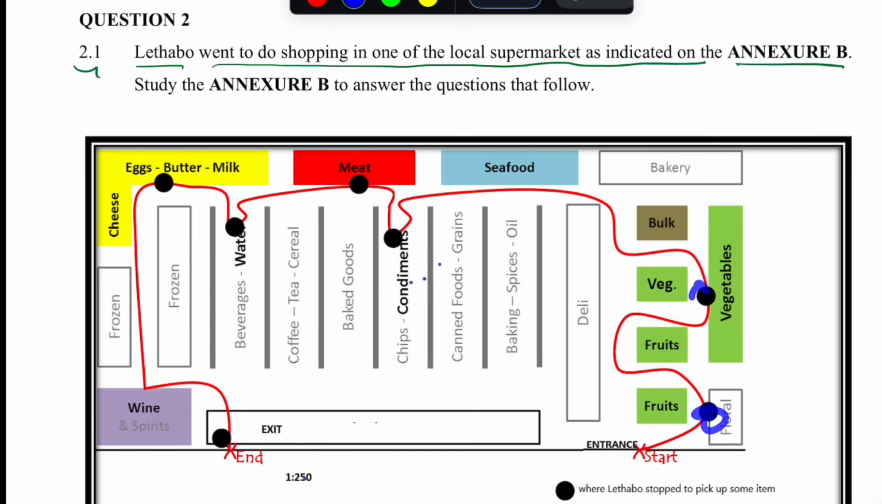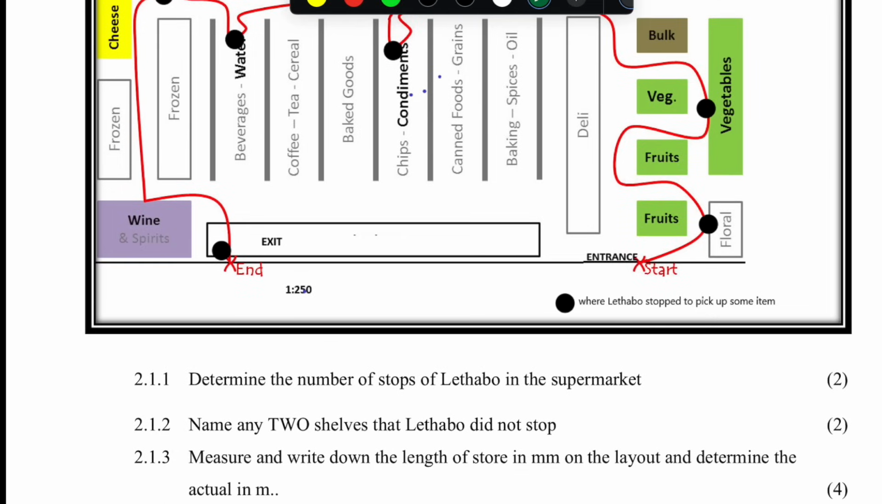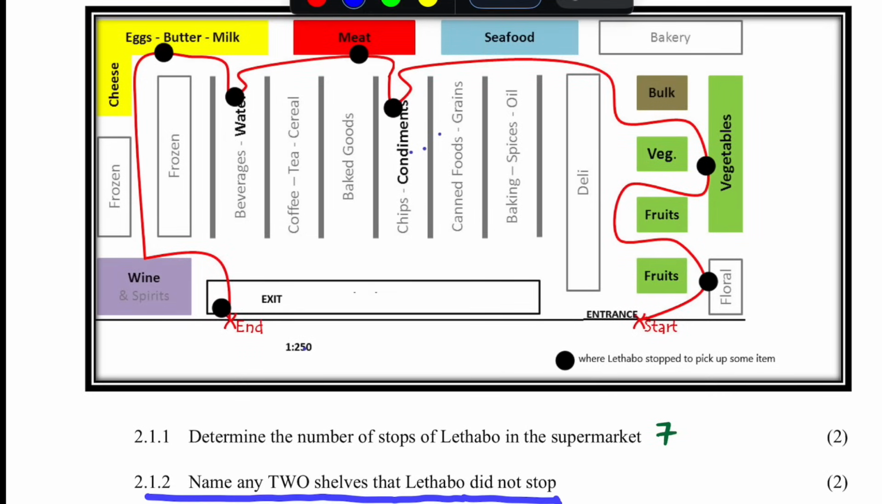It says 1, 2, 3, 4, 5, 6, 7. So it's 7 stops, right? The answer is 7. Now in the next question, name the 2 shelves that Litabo did not stop. So the shelves that he did not stop, you can pick any, guys. He did not stop in the bakery. You can say he did not stop in seafood, right? So any that he did not stop.